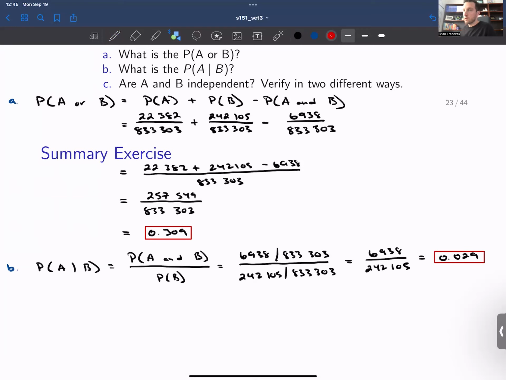Okay, so in part B, we're computing a conditional probability. Conditional probabilities are found using the conditional probability formula, which is expressed at the start of the problem here. So we have P of A given B is equal to the intersection divided by the marginal. And then you can see what's happening here is the sample size for the problem is canceling out. So we're left with 6,938 over 242,105. And that gives us our answer.